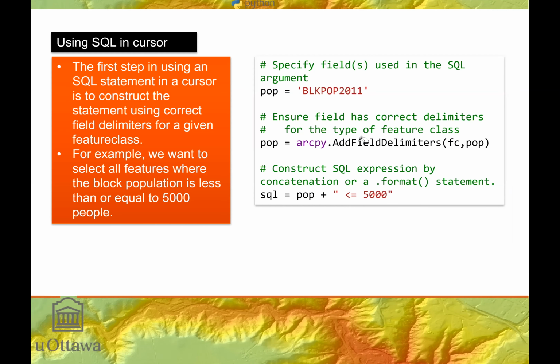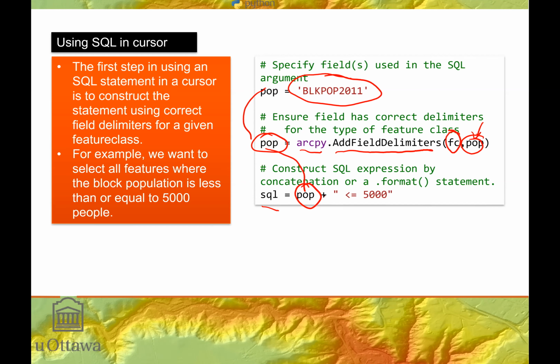Here's an example. Let's say it's block pop 2011. Here I have single quotes around it. So I use the ArcPy function AddFieldDelimiters, which takes in the feature class that the SQL statement will be used on, so that ArcPy knows what the feature class type is, and then the name of the field, like pop. It automatically puts in the correct field delimiters and saves that in pop right here. And notice I'm just recycling the same variable twice there. And then that goes in here in the SQL statement.